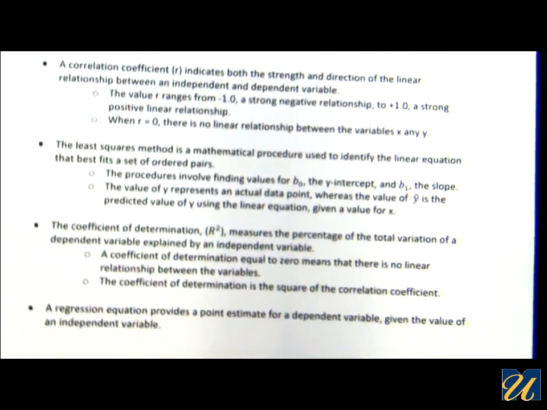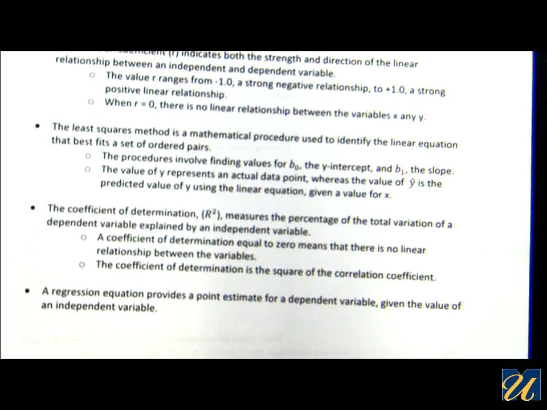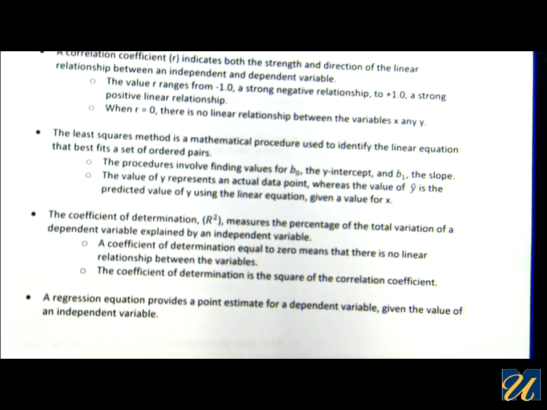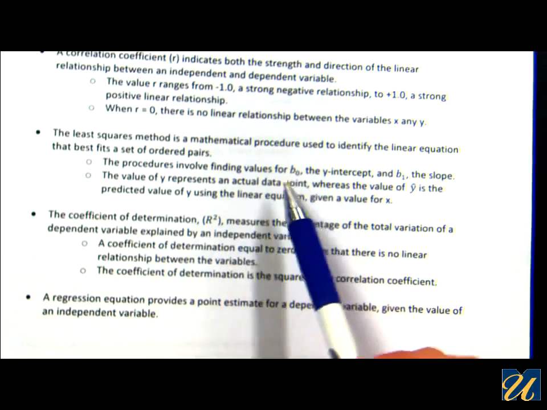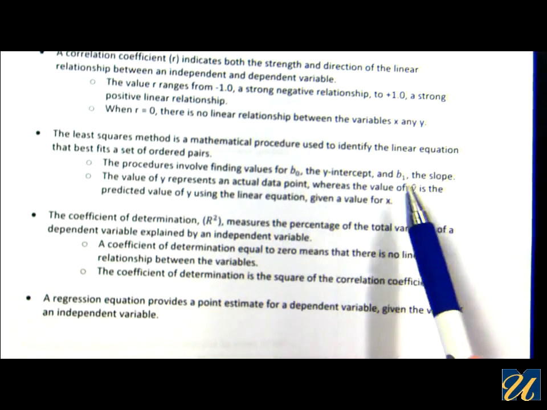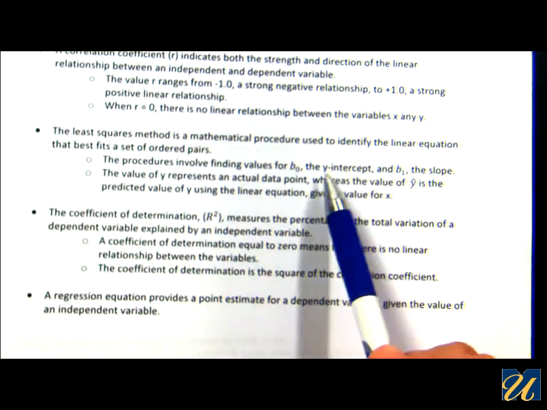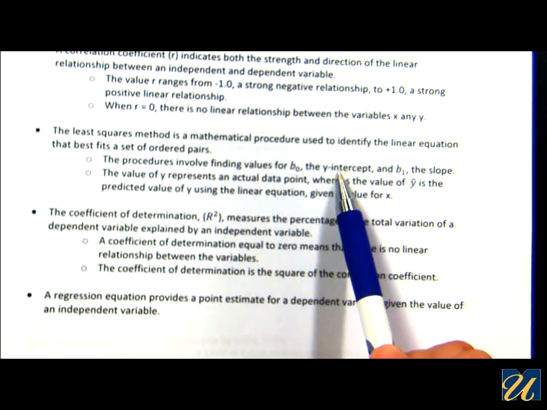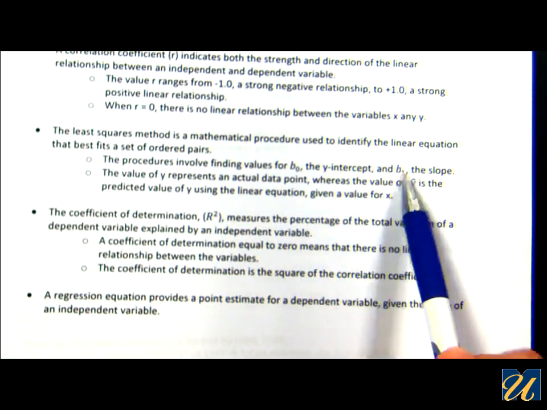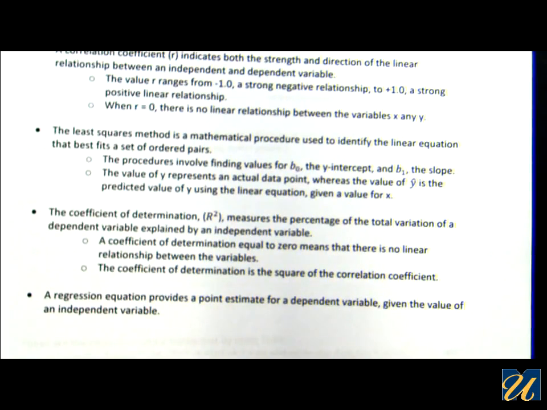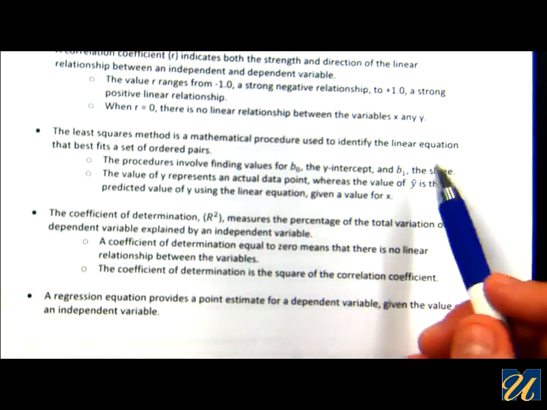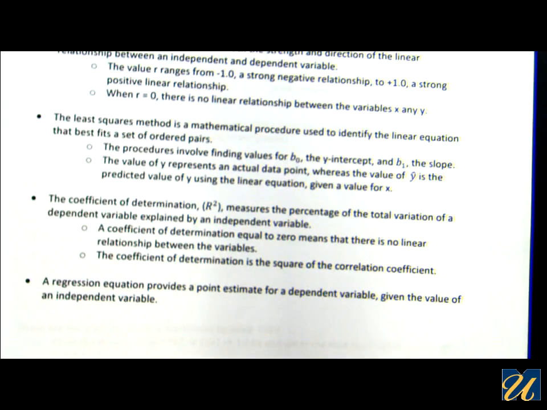The least squares method is a mathematical procedure used to identify the linear equation that best fits a set of ordered pairs. The procedure involves finding values for B0. B0 is used as a symbol for the y-intercept. B1 is the symbol for the slope. In your graphing calculators, you will have the y-intercept as B and the slope as A. The value of y represents an actual data point, whereas the value of y with the little hat on top is the predicted value of y using the linear equation given a specific value of x.